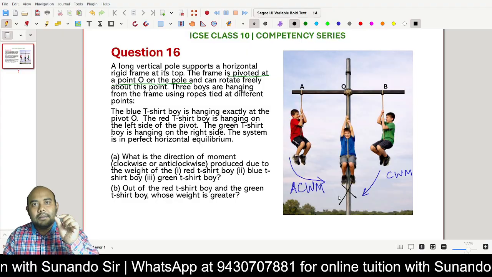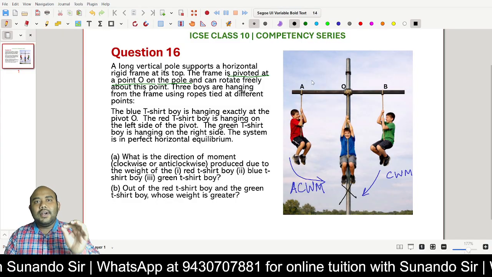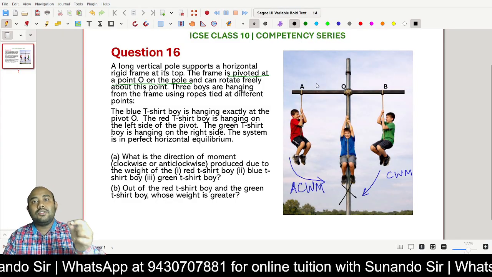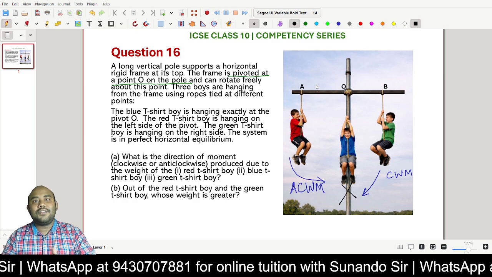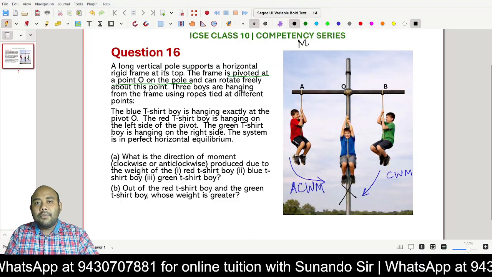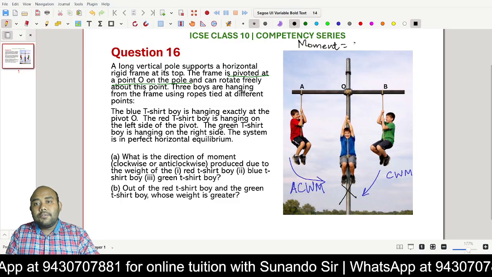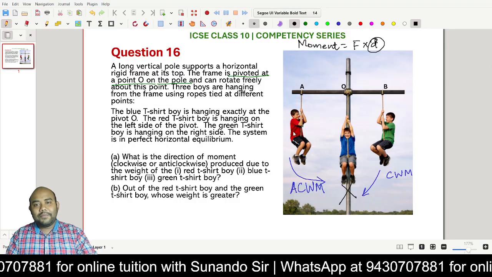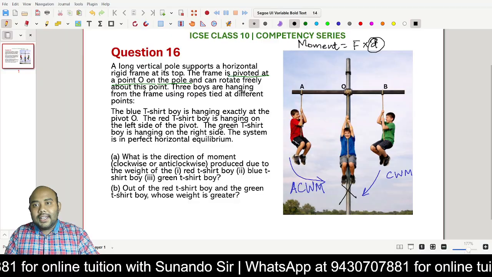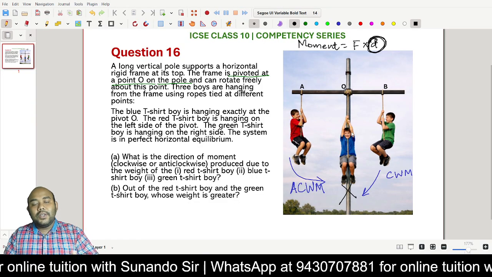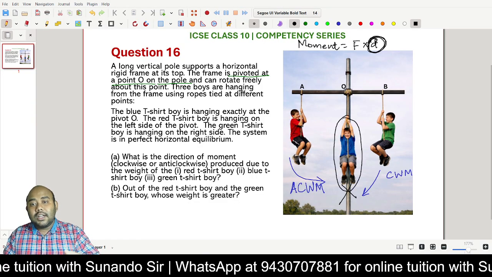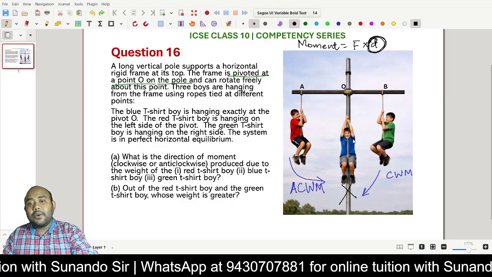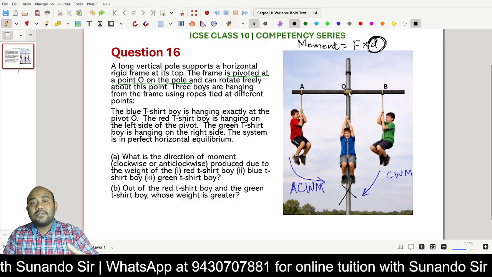Because this moment can only happen if there is force and also the force is at some distance from the pivot. The formula for moment itself is force multiplied with the perpendicular distance of the force from the pivot. So if this d, the distance from the pivot, is 0, which is in the case of the weight of the blue boy, the blue t-shirt boy is at 0 distance from the pivot.